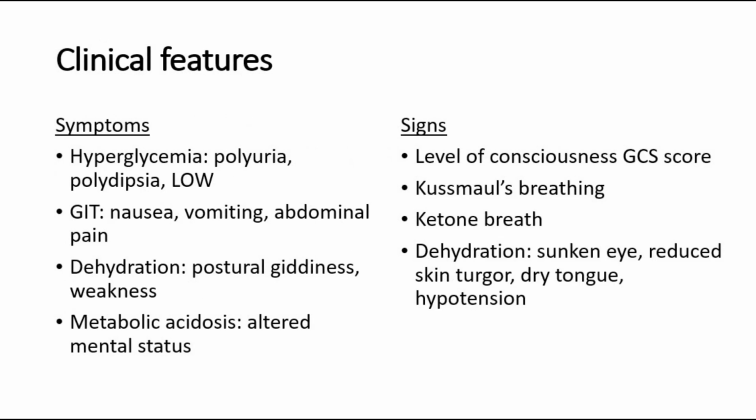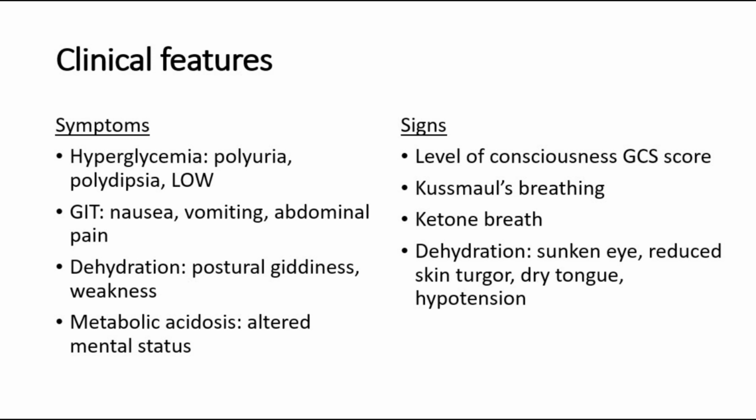The clinical features of diabetic ketoacidosis symptoms include hyperglycemic symptoms like polyuria, where the patient urinate a lot of times, polydipsia, they are very thirsty, and also loss of weight. Gastrointestinal symptoms include nausea, vomiting, and abdominal pain. Dehydration symptoms, for example, they feel postural giddiness, they feel dizzy when they suddenly stand up from sitting, or they feel weakness in their limbs. And also metabolic acidosis will cause altered mental status, where they will be confused about their surroundings.